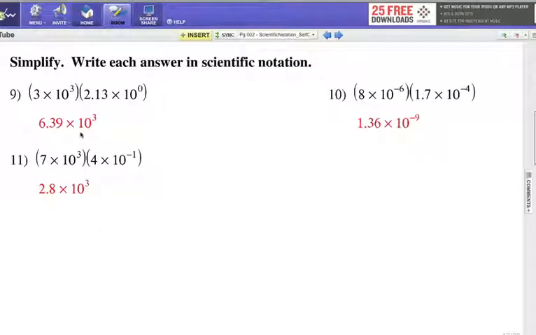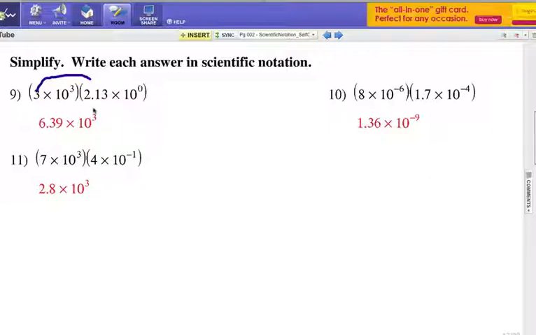Number 9 works out fairly simply. We have 3 times 2.13. Remember to multiply those coefficients together first. And that gives us 6.39. That already is a value between 1 and 10, so we don't have to move the decimal point at all. And then we take the powers of 10, add the exponents, so that's still going to be 10 to the 3rd. That's our final answer.